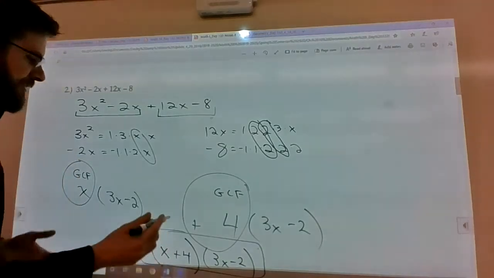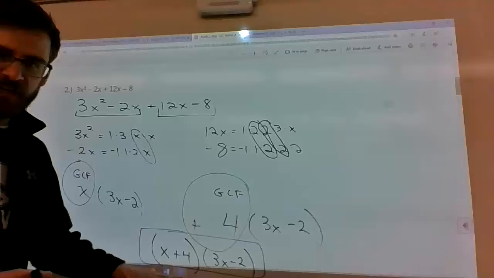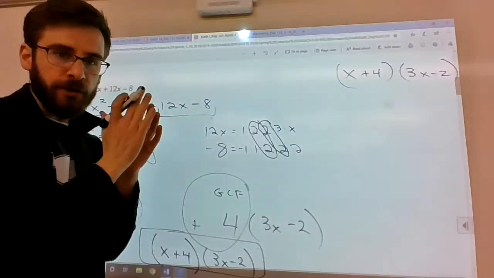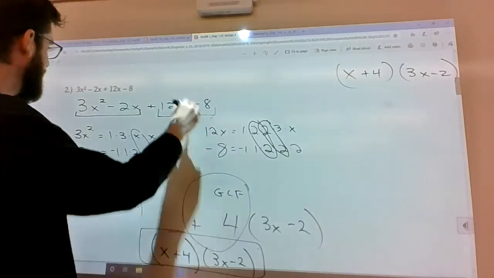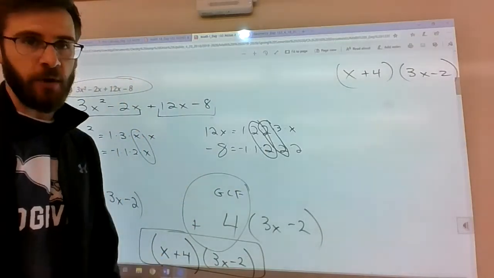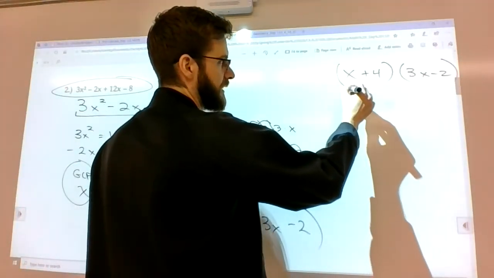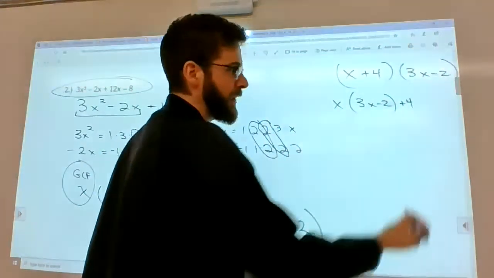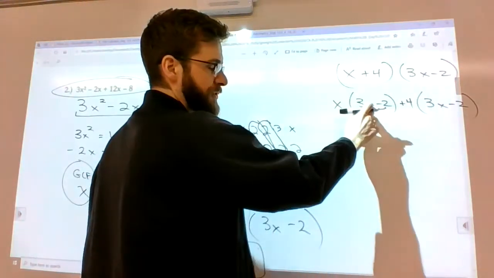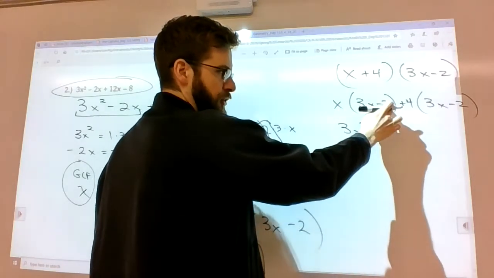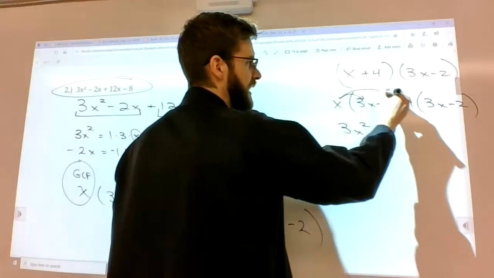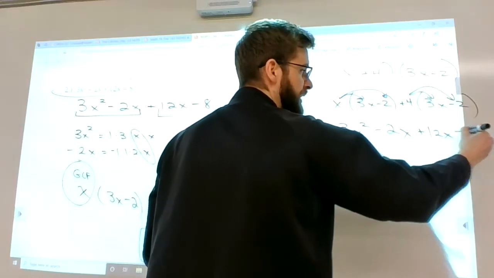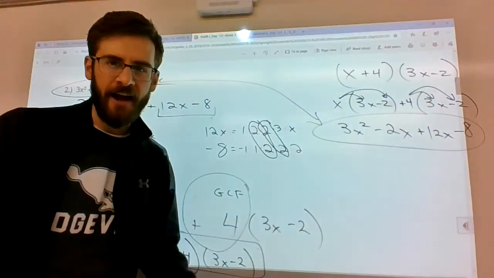And just to convince you guys that this actually successfully factored it, take the existing polynomial and ask yourself, if I were to multiply that out, if I were to expand it, would I get 3x squared minus 2x plus 12x minus 8? Well, to expand it, you take the x there, multiply it by 3x minus 2. You take the plus 4, multiply that by 3x minus 2. X times 3x is 3x squared. X times negative 2, here I'll draw the arrow so you guys can see it more clearly, is negative 2x. 4 times 3x is plus 12x. 4 times negative 2 is minus 8. It matches, which means we've successfully factored it.